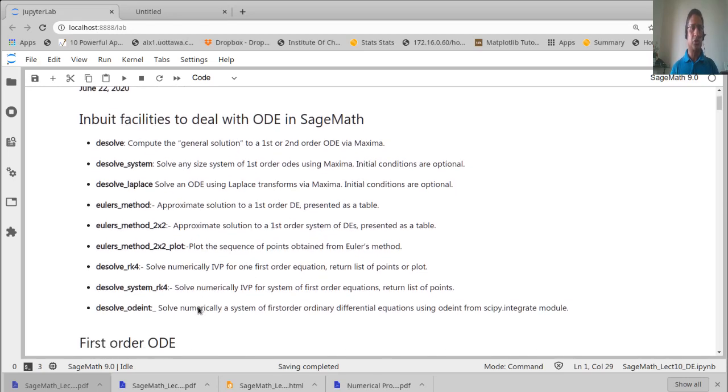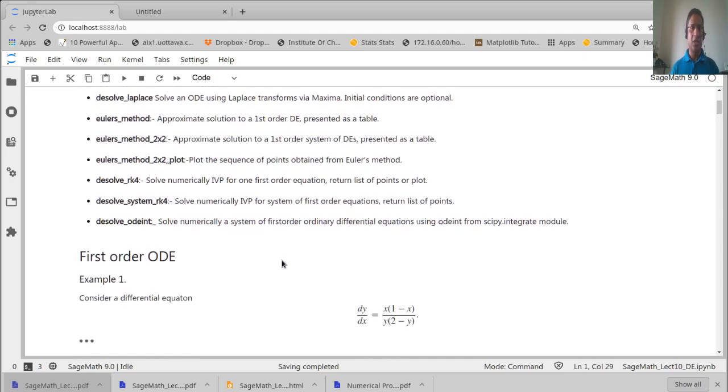But one can also use odeint from the SciPy integrate package, and there you will also be able to solve higher order differential equations. Of course, there are some more facilities, but we shall look at some of these things. So let us begin with a first order ordinary differential equation.